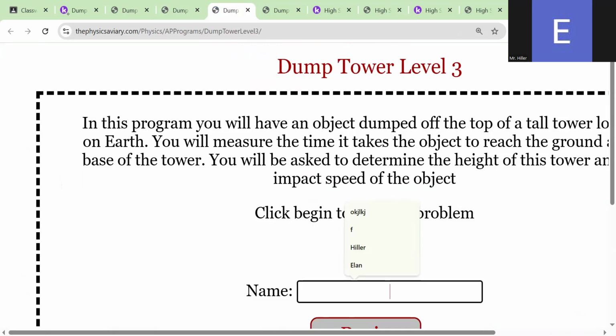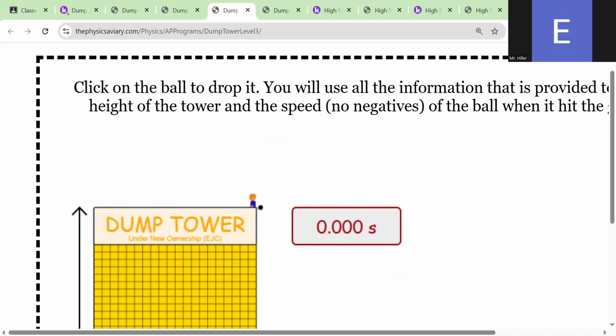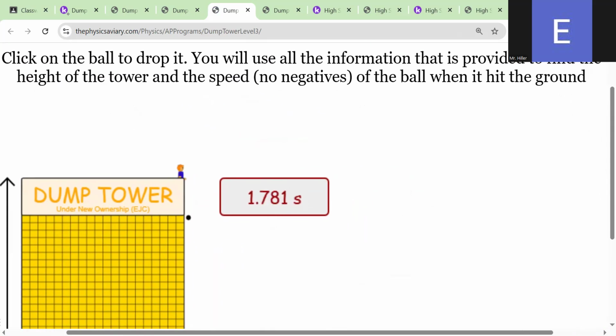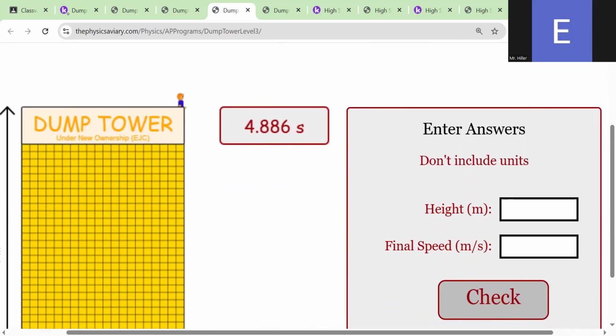Now it says you're going to click on the ball to drop it. So let's do that. It says you will use the information that is provided to find the height of the tower and speed. No negatives. All right, so we're looking for height and speed this time.